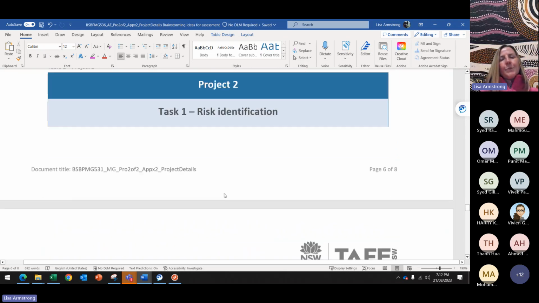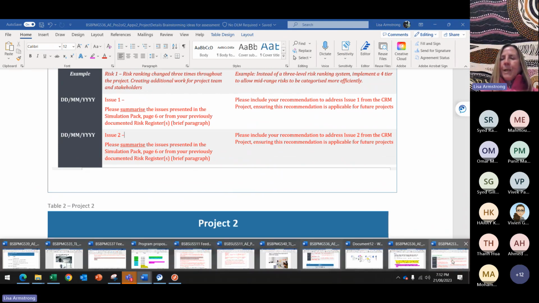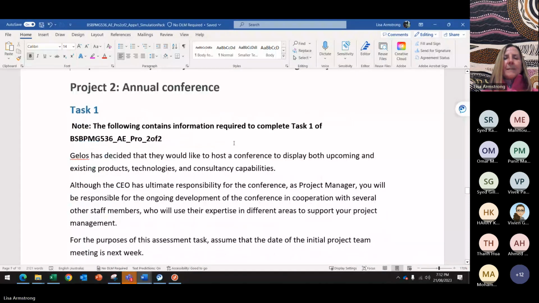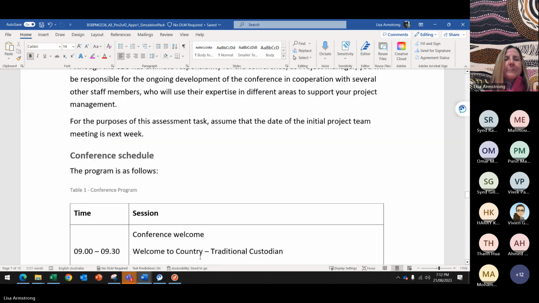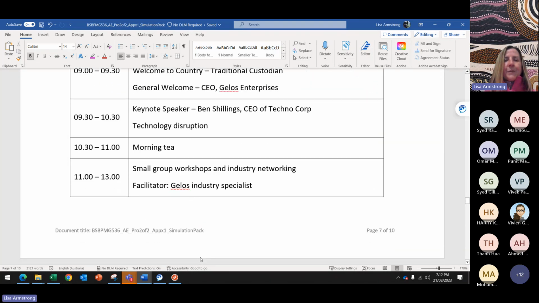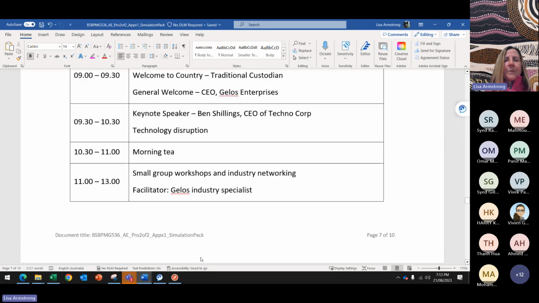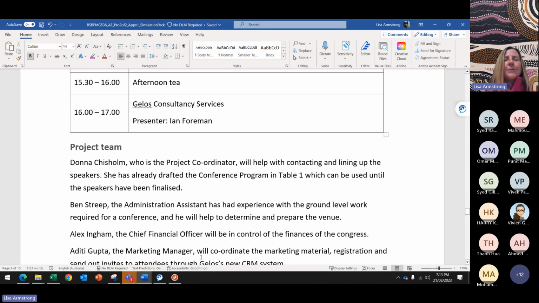We then move to project 2. Go back to our simulation. Project 2 is our annual conference, hosting a conference to display both upcoming and existing technologies. So this is from our simulation pack, page 7. We have a conference schedule, so it's a day conference, from 9, with a morning session, morning tea, lunch, afternoon session, afternoon tea till 5.